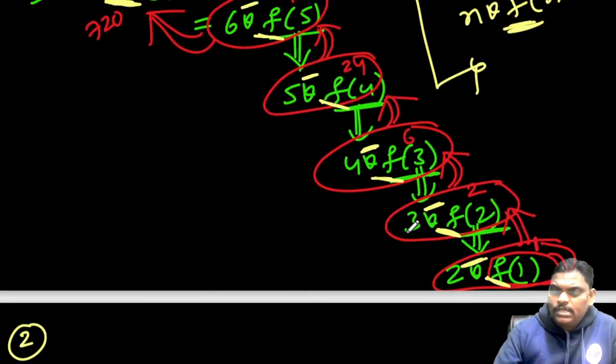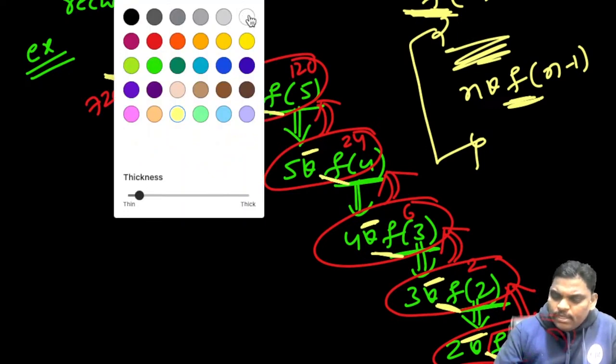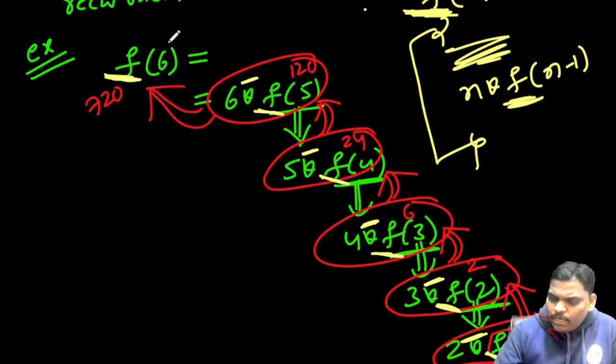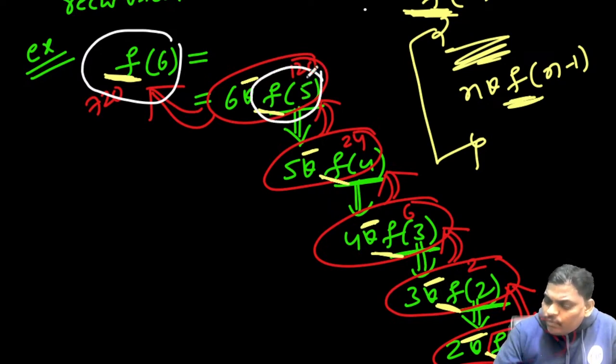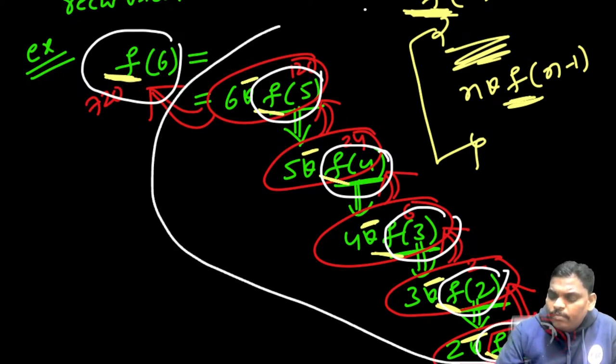Second point. Everyone listen. If you observe properly, see this one. Factorial of 6 is solved using factorial of 5. Factorial of 5 is solved using factorial of 4. Factorial of 4 is solved using factorial of 3. Factorial of 3 is solved using factorial of 2. Factorial of 2 is solved using factorial of 1. That means factorial of 6, the bigger one, is solved in terms of the smaller one.